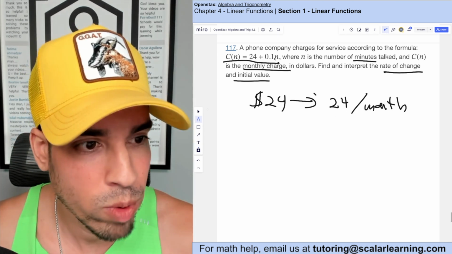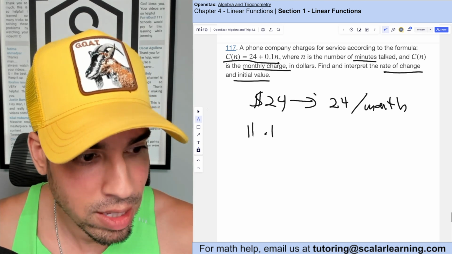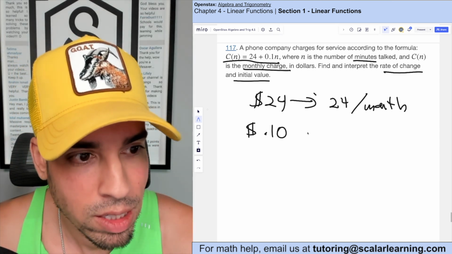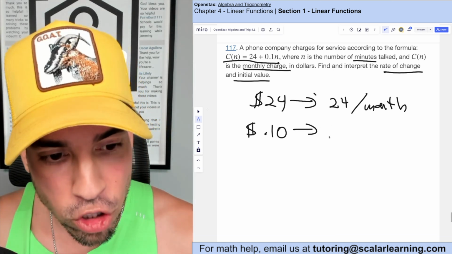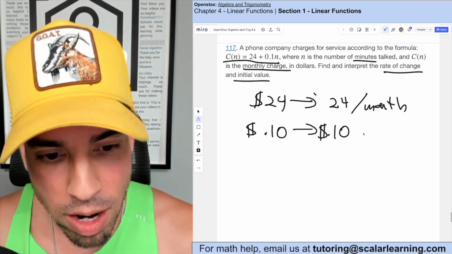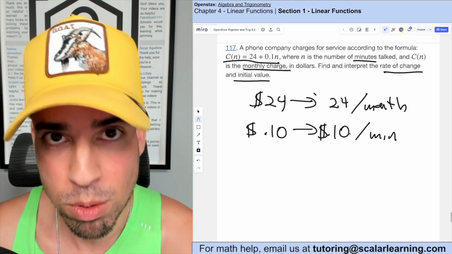And then what's the rate of change? The rate of change is next to the variable. That's 0.1, or we can say that's 10 cents, right? Or $0.1. And we can say that you're charged 10 cents or $0.1 for every minute that you talk. So there's your interpretation. Boom, done.